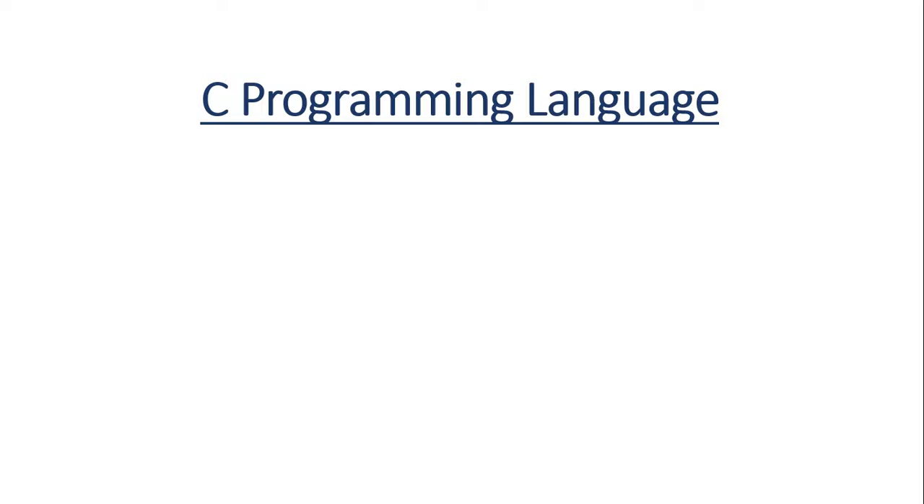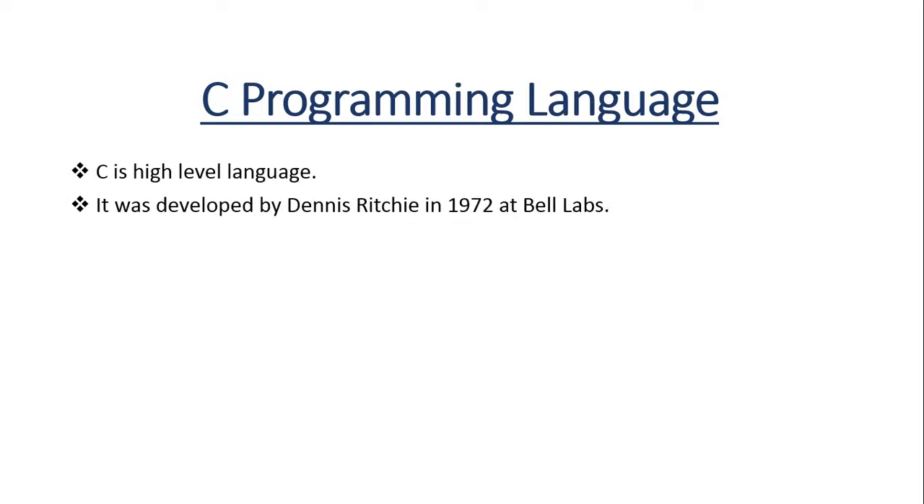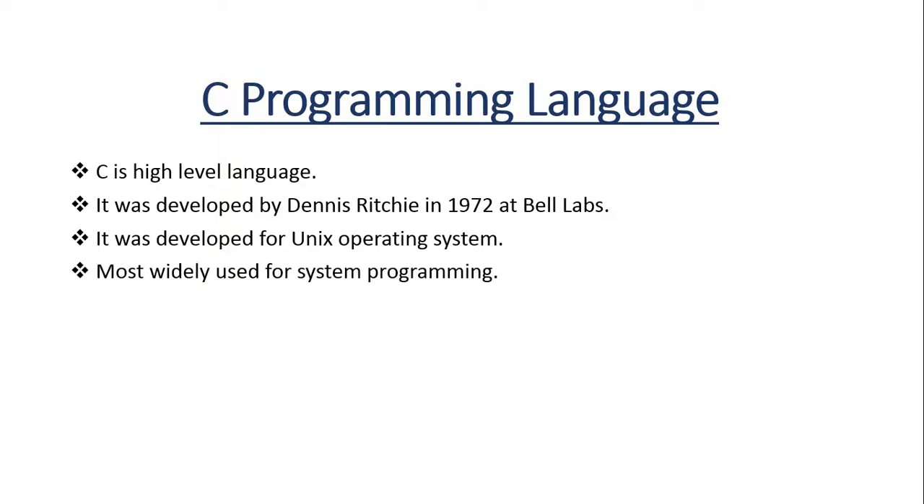Now see, what is C programming language? So C is a high level language, and it was developed by Dennis Ritchie in 1972 at Bell Labs. So it was basically developed for the development of the Unix operating system. Now in today's world, C is mostly used in system programming.